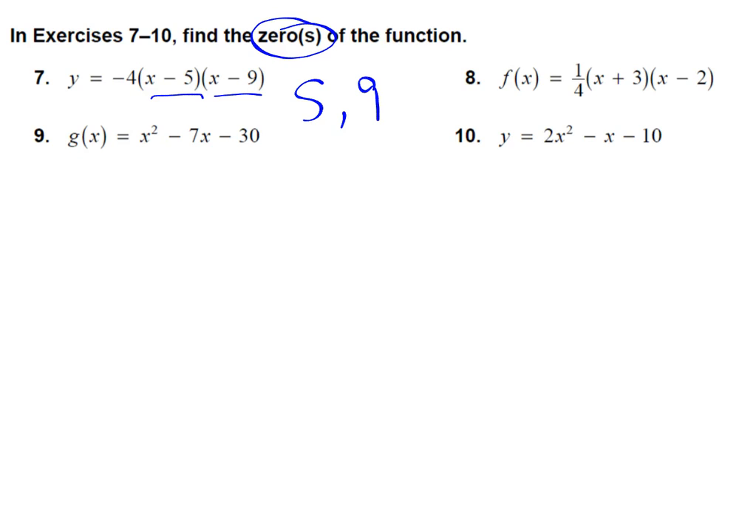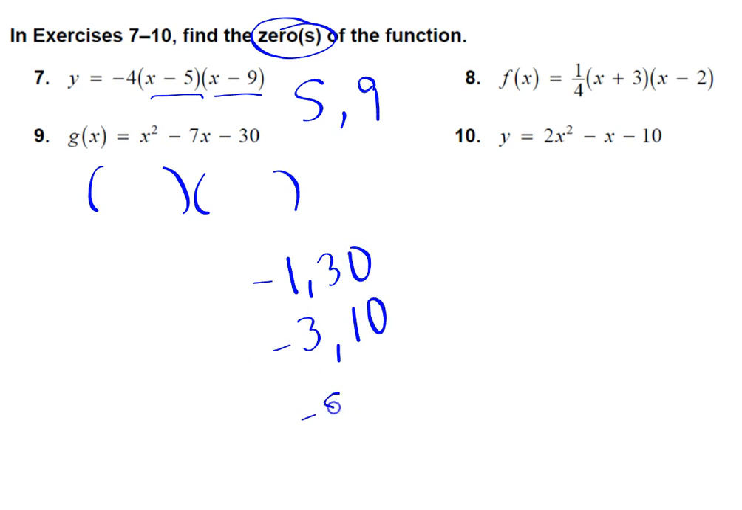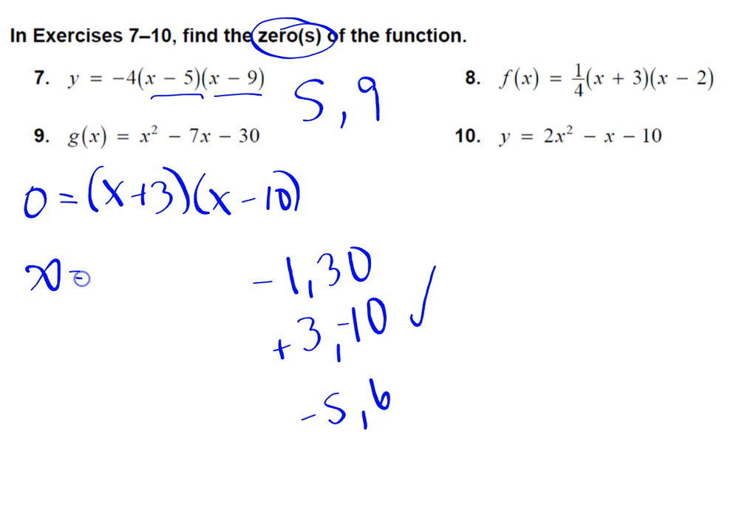Okay, what about number 9? Is it going to be as easy? No, it's not. We have to factor it. So we need factors of negative 30 that add to give us what? I have a 7, but I need negative 7. So what do I need to do with my signs here? Switch them. So it's going to be x plus 3 and x minus 10. So what makes that equal to 0? Oh, so negative 3 and positive 10.